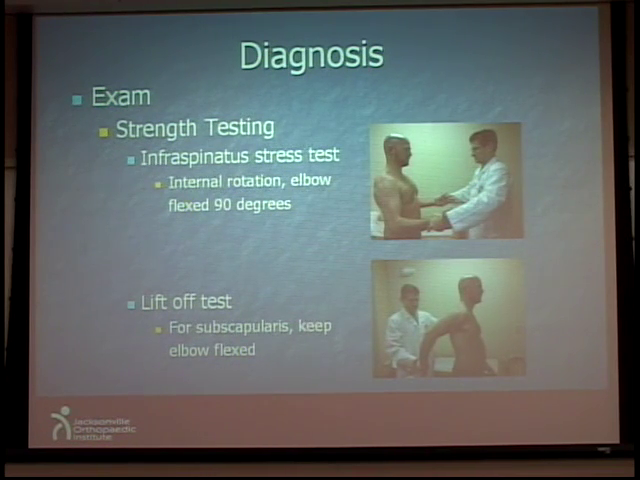The infraspinatus stress test, we're testing more the posterior portion of the rotator cuff, and this is where the elbows are at 90 degrees, and you stress them together. And this is a commonly positive test in rotator cuff tearing, particularly in larger rotator cuff tears. The lift-off test is used to test the subscapularis, which is the anterior portion of the rotator cuff, and you ask the patient to take their hand from the small of their back and push away, and then see if there's resistance to it. And if there is not, particularly compared to their well side, if there is weakness, that is often indicative of subscapularis involvement in the rotator cuff condition.